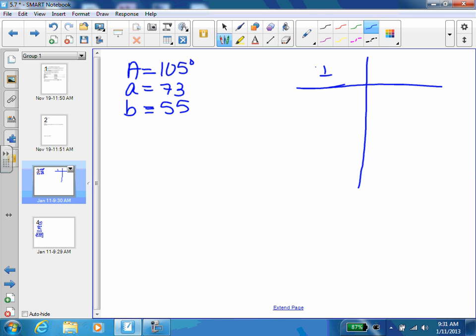We're going to label case 1 and case 2. We're given in each case that angle A is 105 degrees and side A is 73. These are not disputed in each of these cases. We don't know what angle B is, and we don't know what angle C is. I know that side B is 55, and I don't know what side C is.